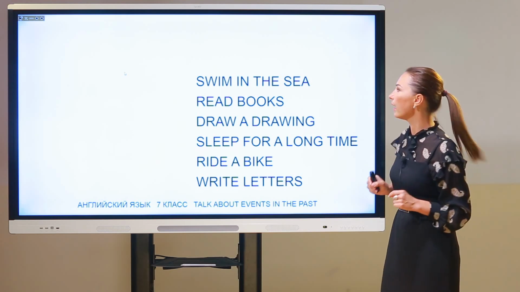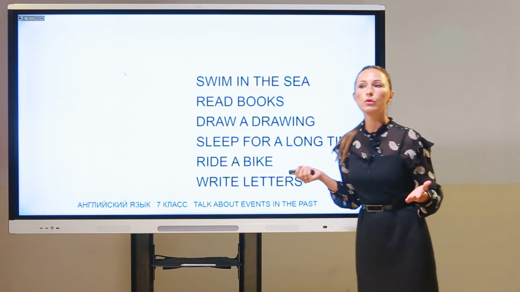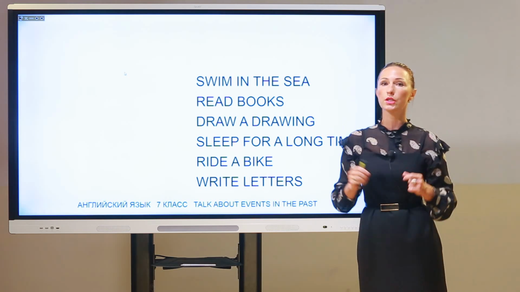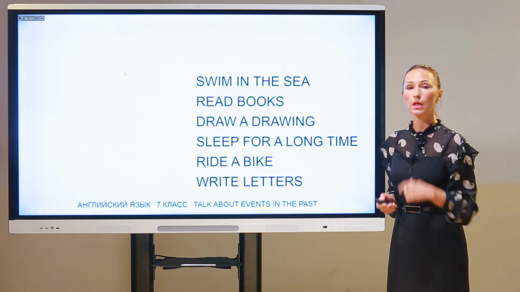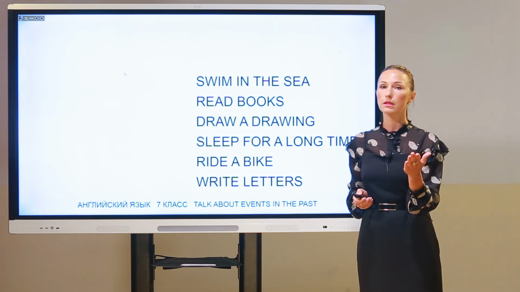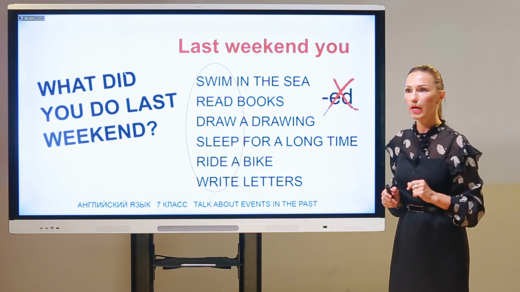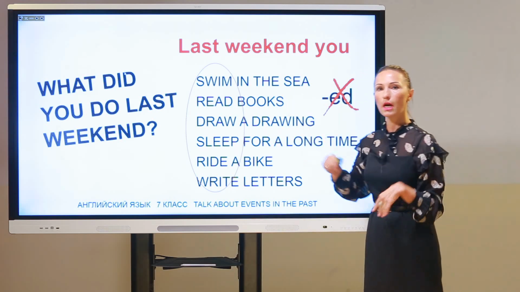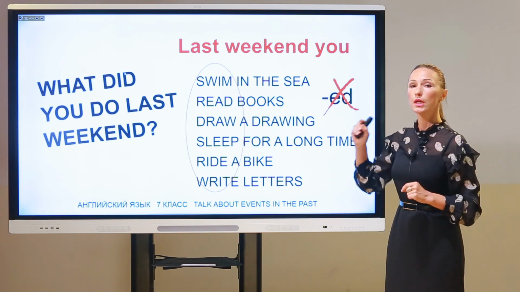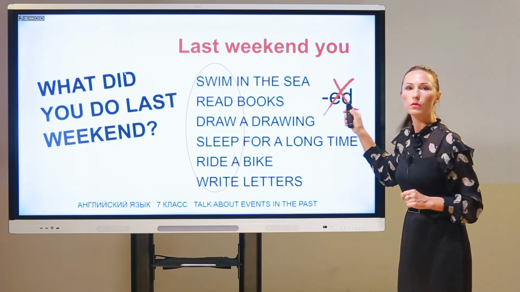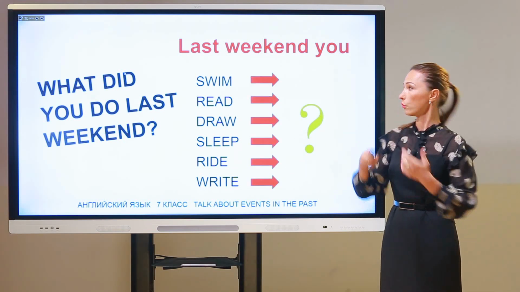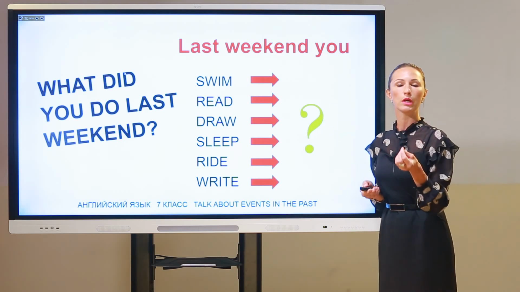Okay guys, but look at this group of words. We'll read them together, okay? Swim in the sea, read books, draw a drawing, sleep for a long time, ride a bike and write letters. How do you use this group of words? Do you use the same rule, ed ending? And you are absolutely right. This group of words, they are irregular verbs. And if we want to talk about events in the past using irregular verbs, we don't use the ed ending. But what do we use? How do we talk about events in the past using irregular verbs?